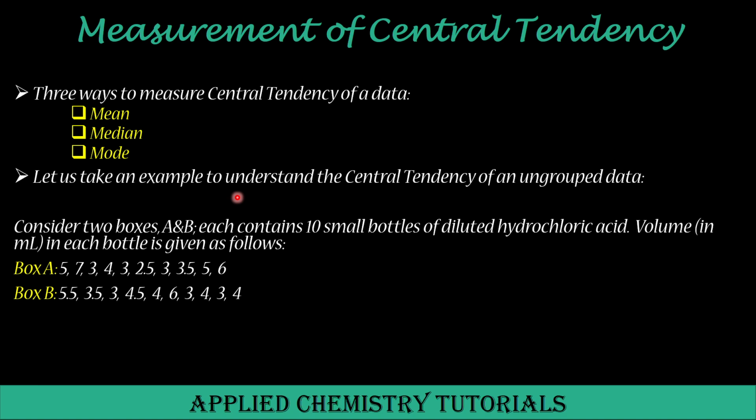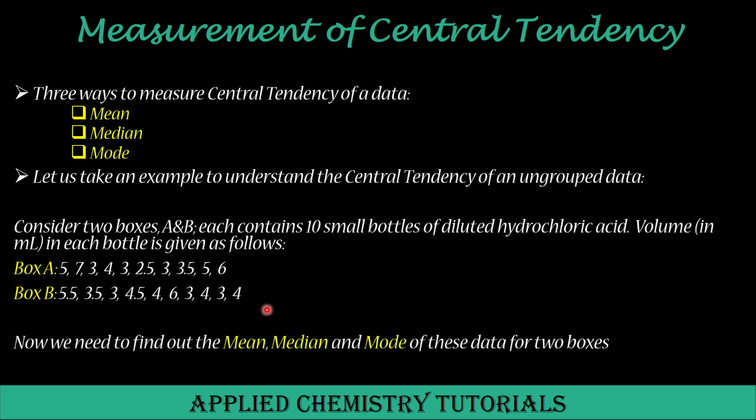Let us take an example to understand the central tendency of an ungrouped or discrete data set. Consider there are two boxes A and B, each containing 10 small bottles of diluted hydrochloric acid. Volume in milliliters in each bottle can be given as follows: for box A 5 ml, 7 ml, 3 ml, etc., and for box B 5.5 ml, 3.5 ml, 3 ml, etc. Now we need to find out the mean, median and mode of this data for the two boxes.